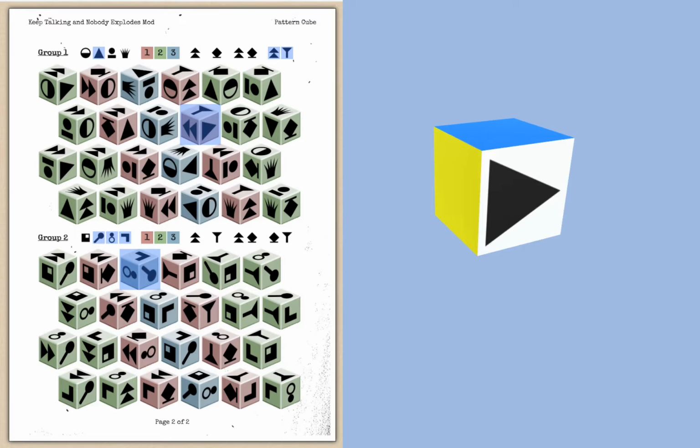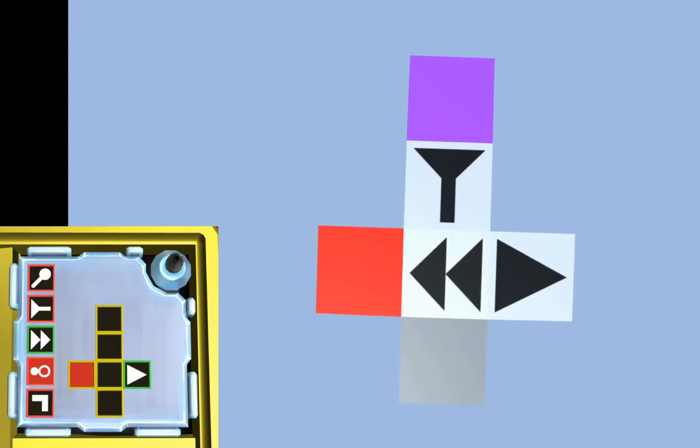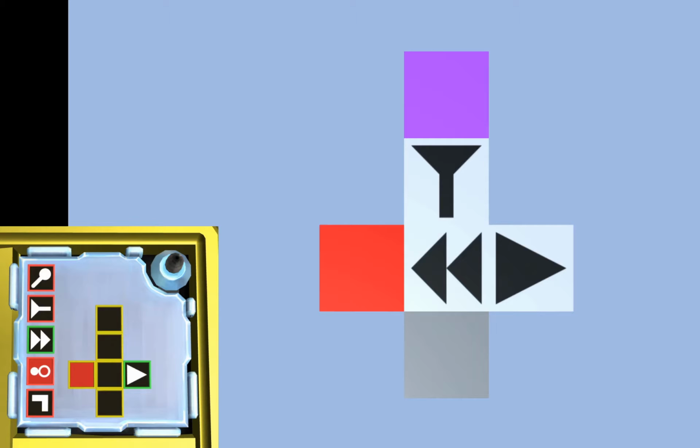They clearly must go in those places. We have the funnel on the top and the double arrow on the left. Now let's unfold this cube again, and we can see where the 3 symbols go.